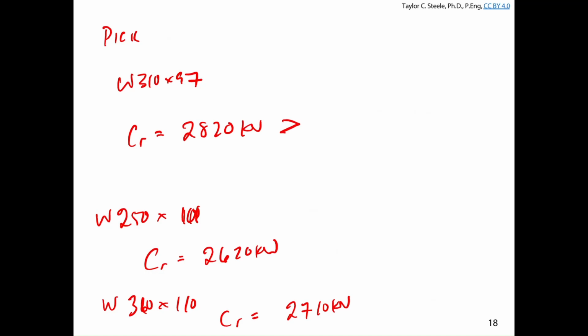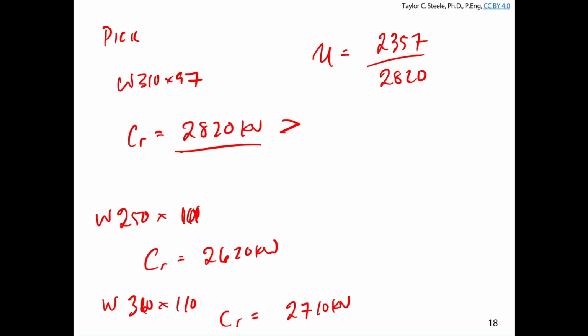I don't care that, if I was to calculate utilization ratio, this is going to have the smallest utilization ratio because it's 2357 over 2820. So the 310 by 97 is going to have the highest utilization ratio. And I said in lab before that you want to get utilization ratio as close to 1 as possible because that indicates that you're going to have a more economic design. You're making more efficient use of the steel.